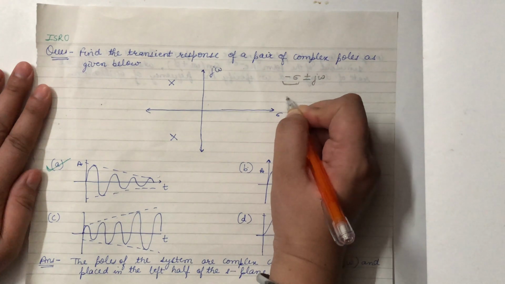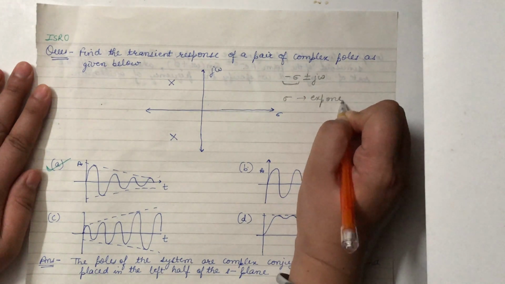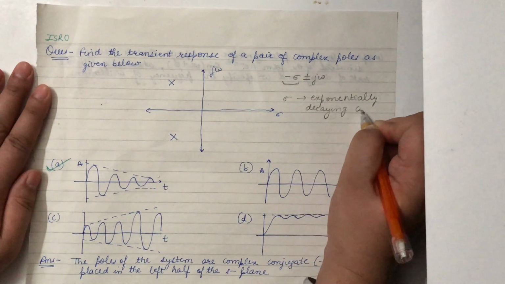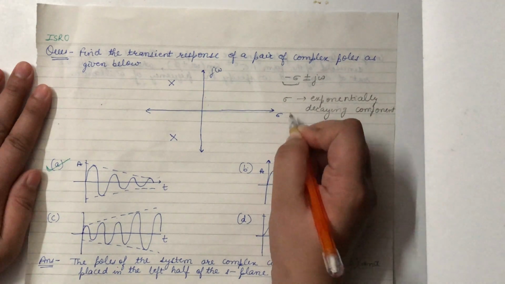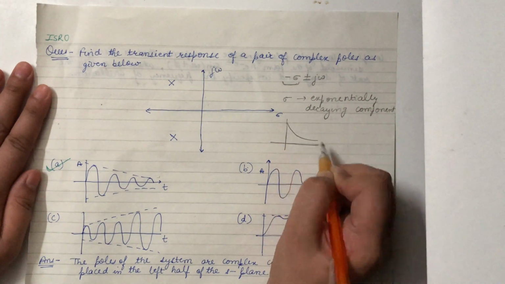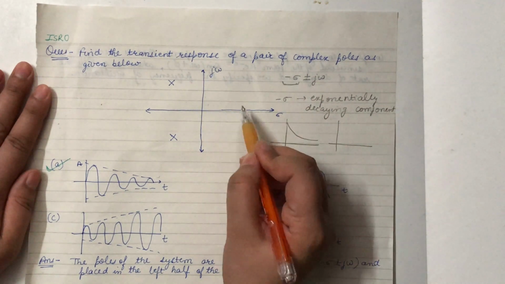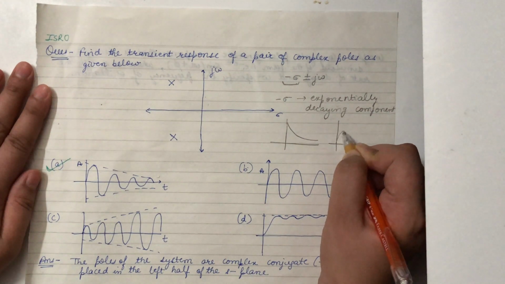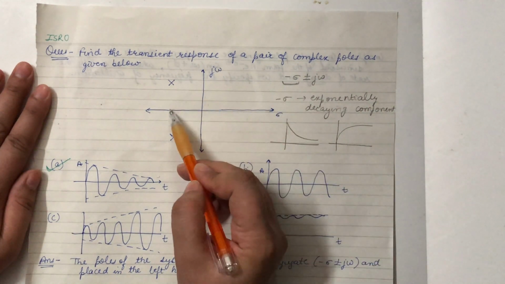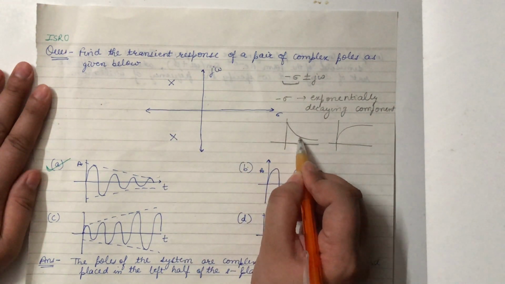We can see that the real part of the pole is lying in the left half of the S-plane. So the real pole lying in the left half of the S-plane will generate a response that is an exponentially decaying component. If the real pole is located in the right half of the S-plane, then it will generate a response that is an increasing exponential component. But here we are given poles lying in the left half. So the real part is lying in the left half, and we can say that the response will be an exponentially decaying component.